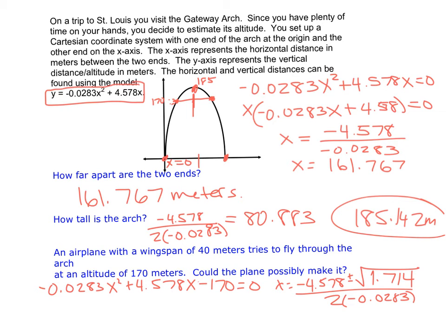All right, let me pause. Okay, I got x equals 57.753 and x equals 104.014. So the wingspan was 40. Will it make it? If I subtract 104 minus, say, 58, it'll make it. So it's yes, because the distance between those two x values is greater than 40.